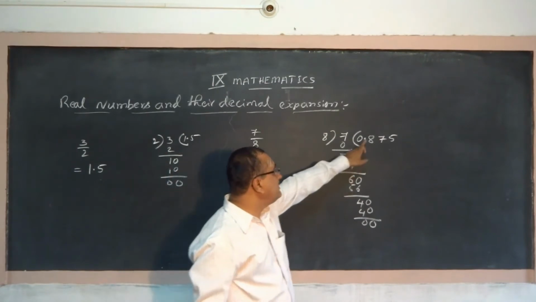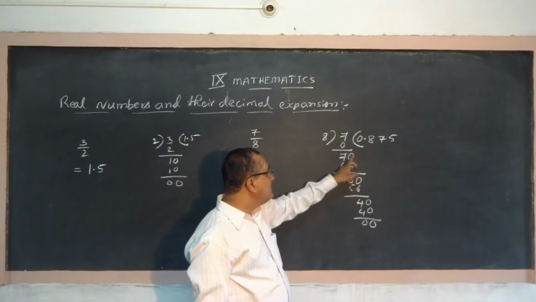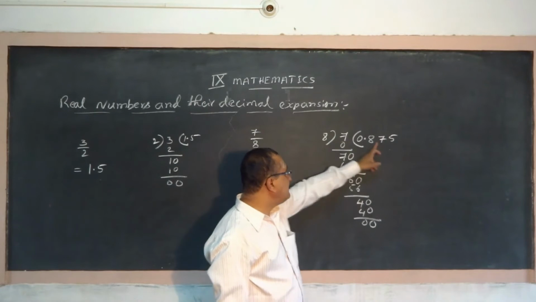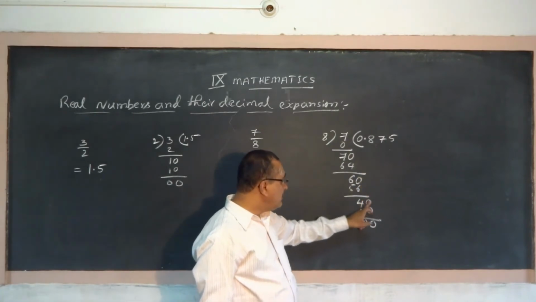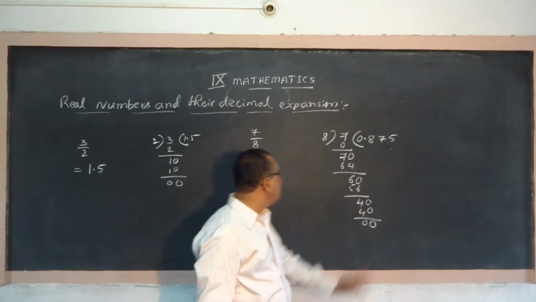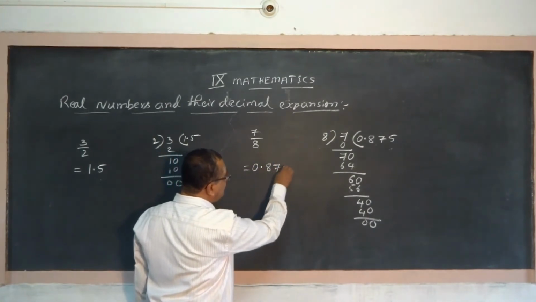Is it? So put the decimal, take 0. 8 8s are 64. 10 minus 4 is 6. Now take 0. 8 7s are 56. 10 minus 6 is 4. Now take 0. Is it right? 40. 8 5s are 40. What is its decimal expansion? 0.875.